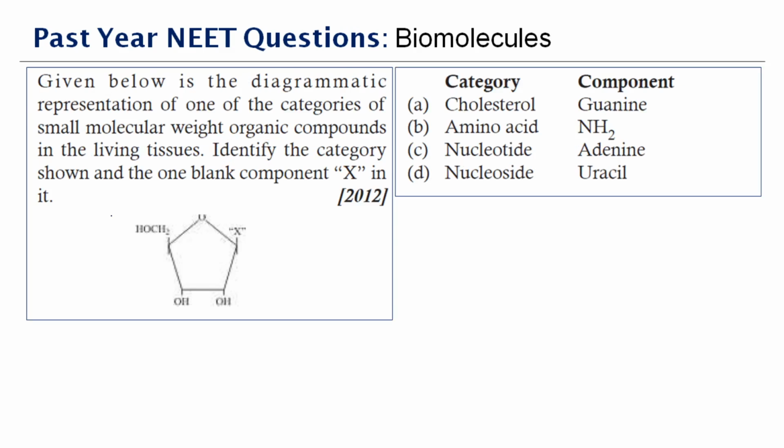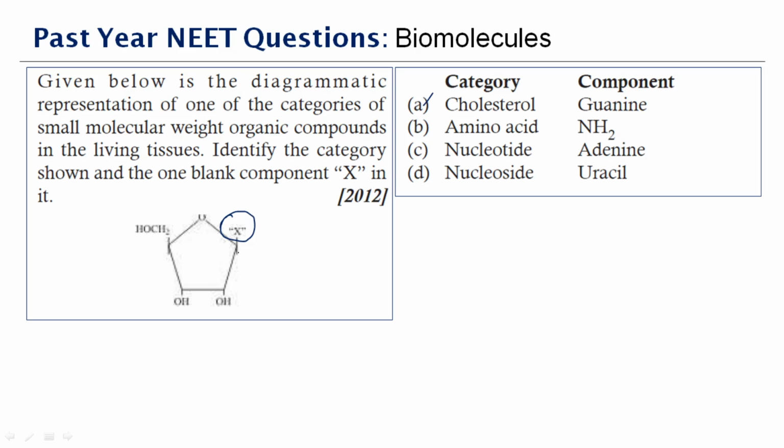Okay, now let's move to the next question here. So look at this question here. You have a picture, you have a formula. In fact, given below is a diagrammatic representation of one of the categories of a smaller molecular weight organic compound in the living tissues. Identify the category, so you need to just fill one blank. That is, you have X here, right? Where is X? It is here. You have to fill what is that.